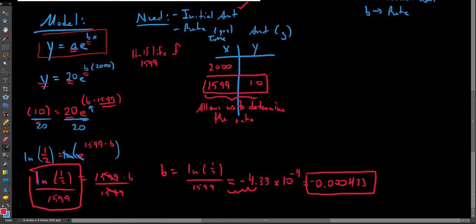So we have our rate and we have our initial quantity. And so I'm going to write both of these down here. We say our initial quantity is 20. Our rate, okay, is this percentage right here.